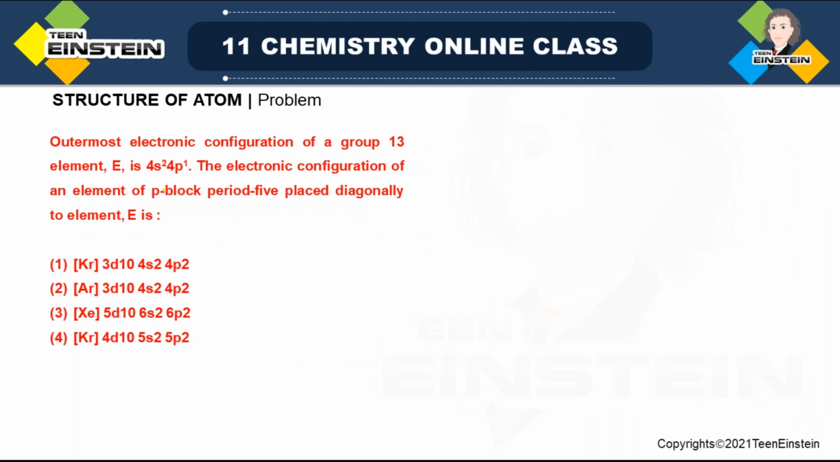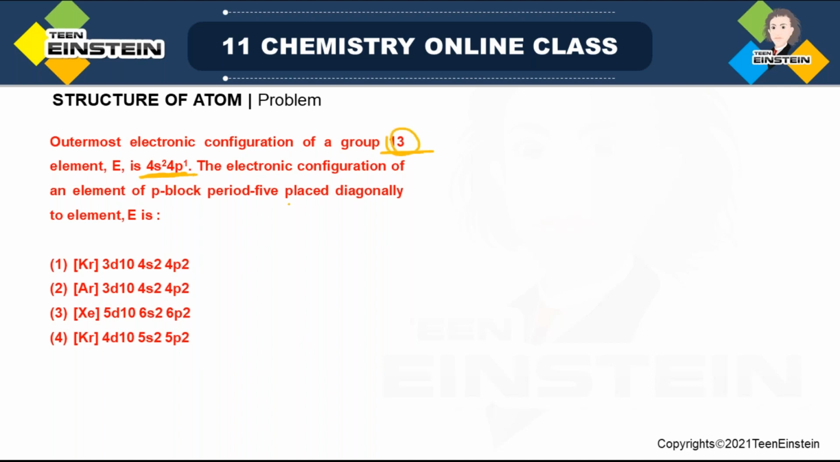Here we have a question. The outermost electronic configuration of a group 13 element is given, which is 4s2 4p1. And it is group 13, which you can understand because it is a p block element. The last electron is entering p. 2 plus 1, total valence electrons 3. If you add 10 to 3 for a p block element, you get the group. So that is why it is 13.